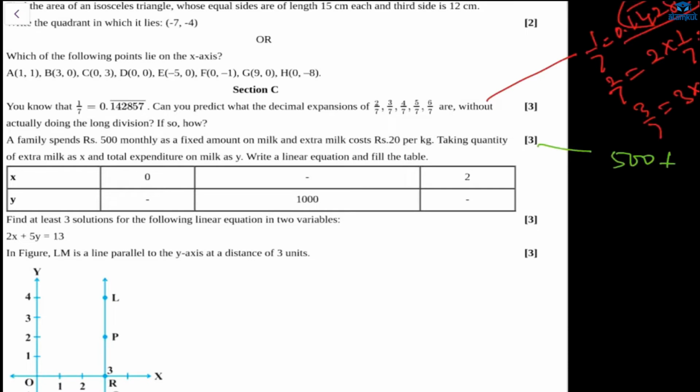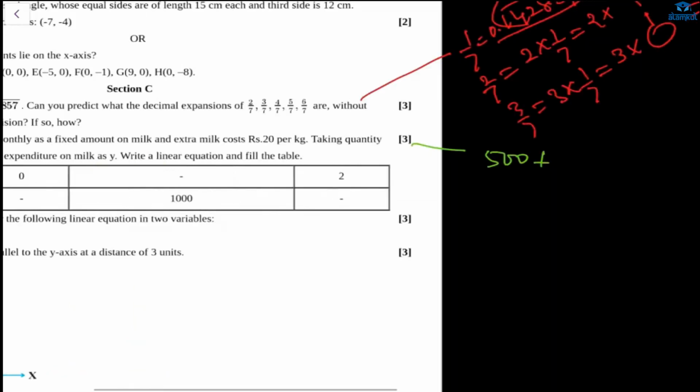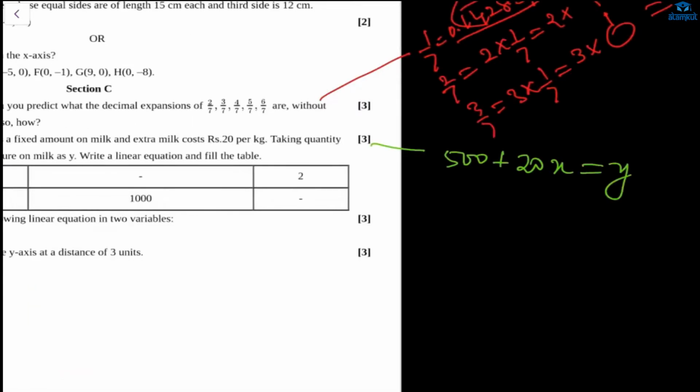It is given here that we take the quantity of extra milk as X. If it is not given, you have to assume it, that you are taking it as X or Y. Since X is the extra, it is 20x. And what is given here, total expenditure on milk is Y. So total expenditure equal to Y, so it will be Y equals 500 plus 20x. This is your linear equation.